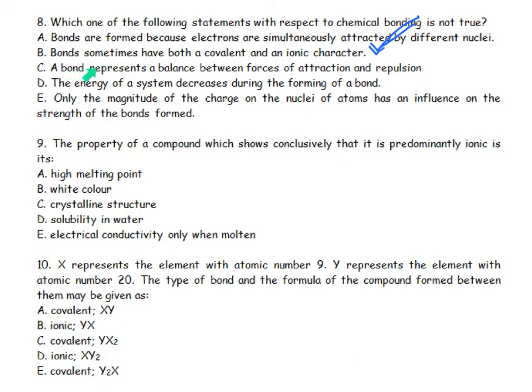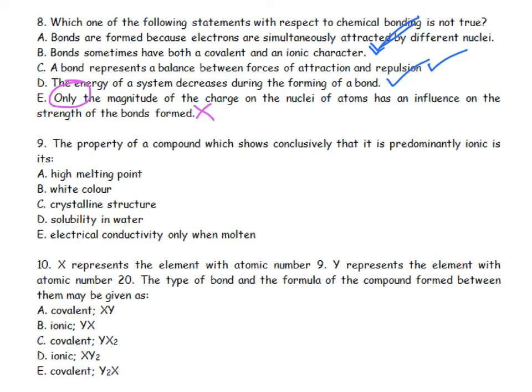A bond represents a balance between forces of attraction and repulsion. That is also true. The energy of a system is decreased during the forming of a bond. Yes, the whole point of bonding is to lower the energy. Only the magnitude of the charge on the nuclei of atoms has an influence on the strength of the bonds formed. No, there are lots of different factors that have it, not only whether it's positive and how many positives or negatives there are in the nucleus. It's also a link between their electrons and all sorts of things. So having only that is definitely not true.